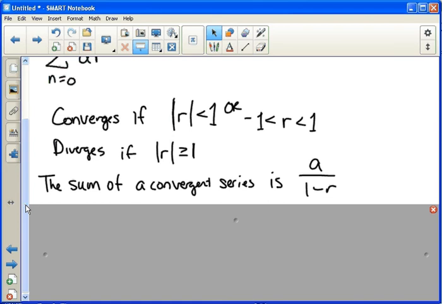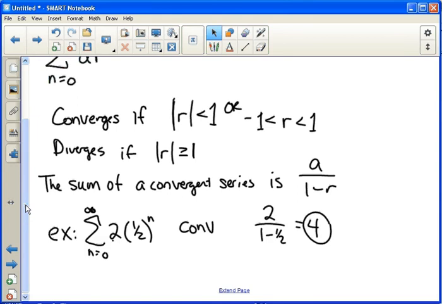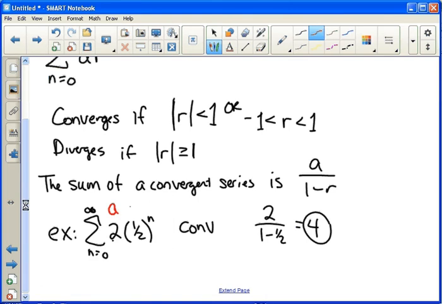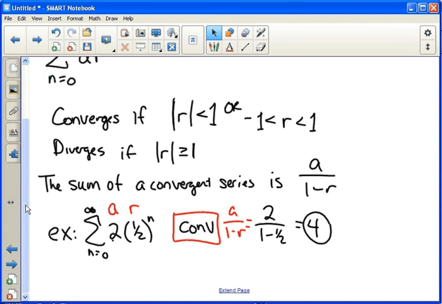Well, let's look at an example. Okay, here we have 2 times 1/2 to the n. So this is my a, and this is my r. So my r is 1/2. Since that's less than 1, I immediately know that it does converge. And since it converges, I can find the sum. I just put in a over 1 minus r, which is what you see here, 2 over 1 minus 1/2, and it gives me the sum of 4. So if I add up all the terms from that sequence, 2 times 1/2 to the n, to infinity, I get 4.